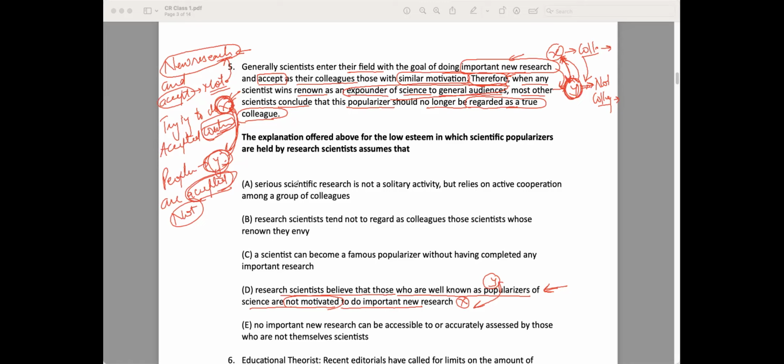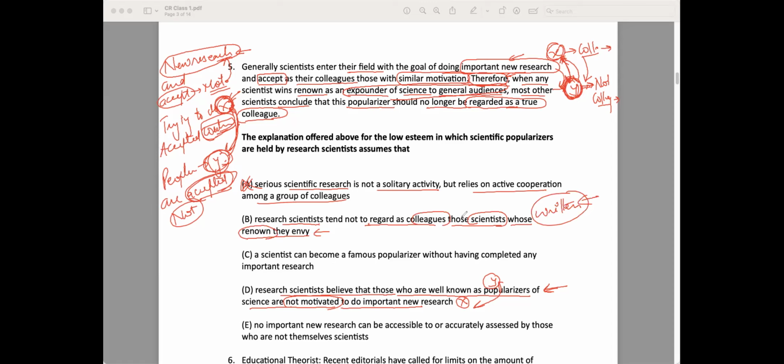Let's see. "Serious scientific research is not a solitary activity, but relies on active cooperation among..." This is like a general gyan, but that's not our concern. What we're concerned with is X and Y: how do we link them, or how do we create a distinction between them? Option B is not capturing that. "Research scientists tend not to regard as colleagues those scientists whose renown they envy." It's like already written out there.